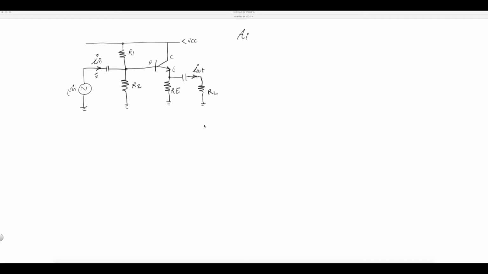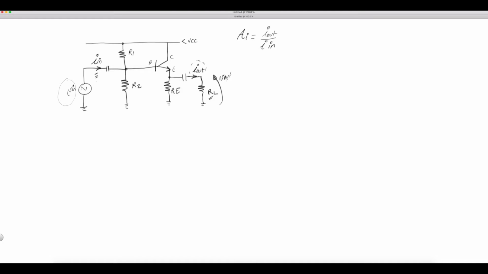Current gain for a common collector single-stage amplifier. To assess what AI is, it will be the ratio of the output current, I out, for the whole stage, divided by the current at the input for the whole stage. So the current I out is what feeds the load, and the current I in is what comes in from the source.